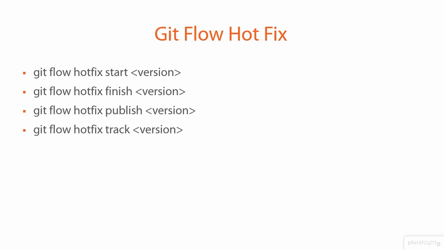So hotfixes are in many ways similar to features. We'll create a new branch and we work on that branch, and then we finish that branch and we merge the changes. However, remember, for hotfixes, we're branching off master, and then we merge back into master and into develop. So the changes in this case are really applied to master first. That's the primary place we are working here.